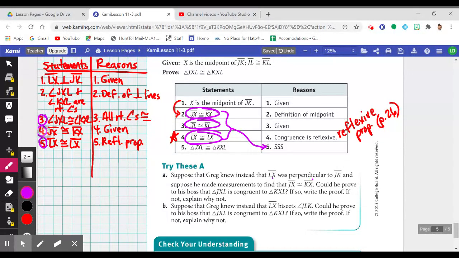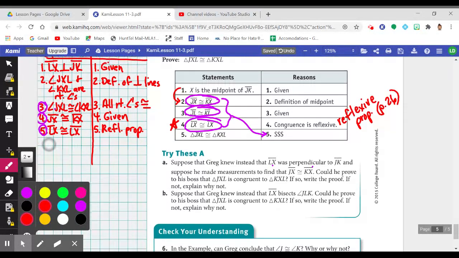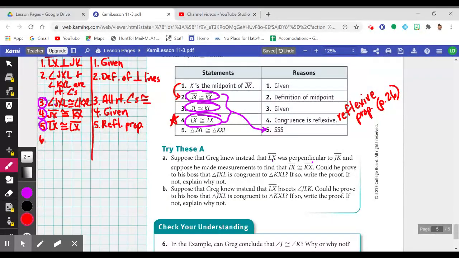So look at these 3 steps here. We have 3 pairs of corresponding parts congruent. We have 2 pairs of sides and an angle that's between them. So do we have enough information to prove the 2 triangles congruent? Absolutely we do. So step 6, triangle JXL is congruent to triangle KXL because of those 3 particular pairs of corresponding parts, which was 2 sides and an included angle. So we're actually going to use these congruence criteria to prove triangles congruent. That's the whole point here.